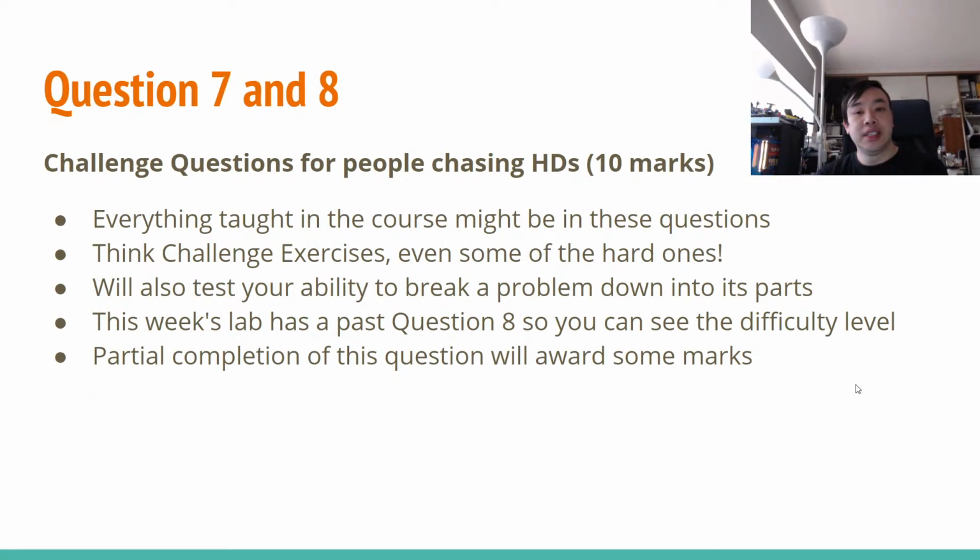Questions 7 and 8 are, as I say here, the challenge questions for people chasing high distinctions. When you think about it, this is the top 20% of the marks in the exam, and it is not 20% of the possible amount of work you may have to do. Question 1 was just a couple of loops through an array; questions 7 and 8 are much, much harder than that. This is just going to go all in. We're going to throw in everything we've taught in the course, and potentially the flow on from what you know from what we've taught.